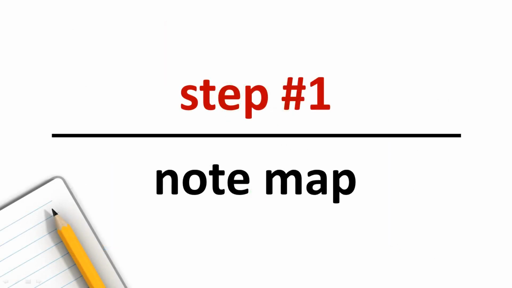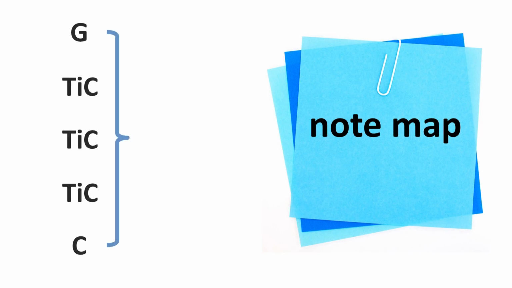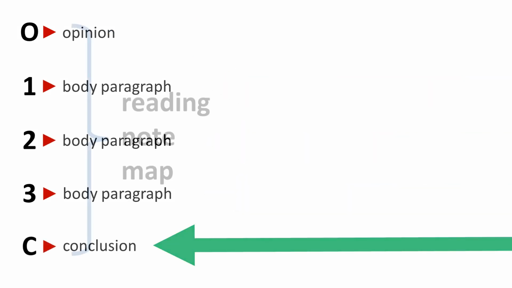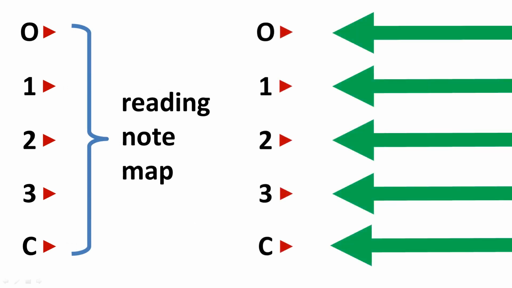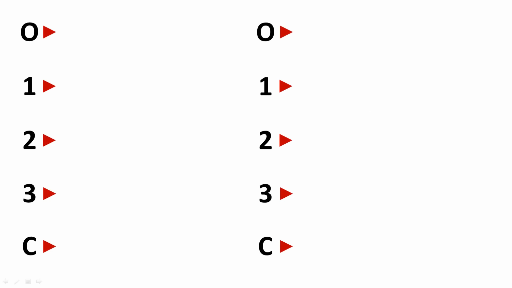The first step is making a note map. The integrated essay begins with a person reading the task instructions. As the instructions are read, make a note map. On note paper, write G, 3-tick, C down the left side. To save time, simply write O for opinion, 1, 2, 3 for body paragraphs, and C for conclusion. This is my reading note map. Do the same down the center of the page. This is my listening note map. My note map is now complete. I am ready to take notes.